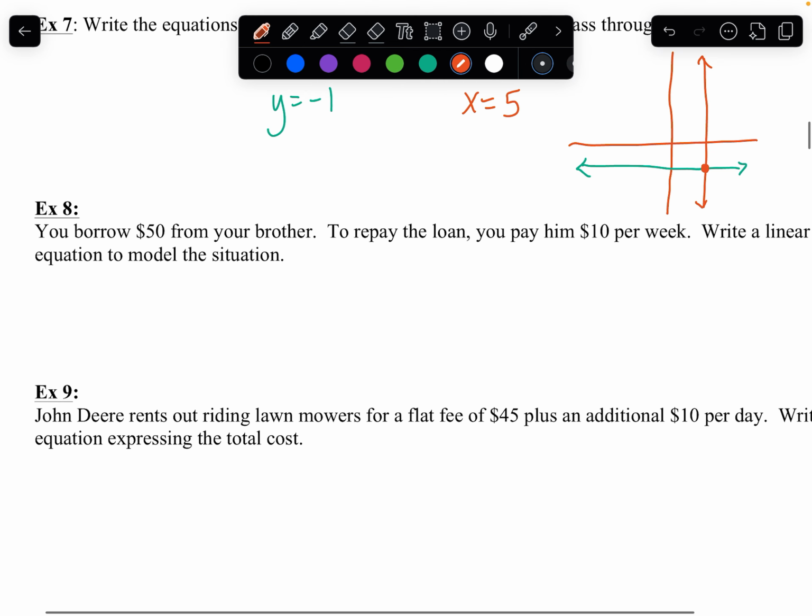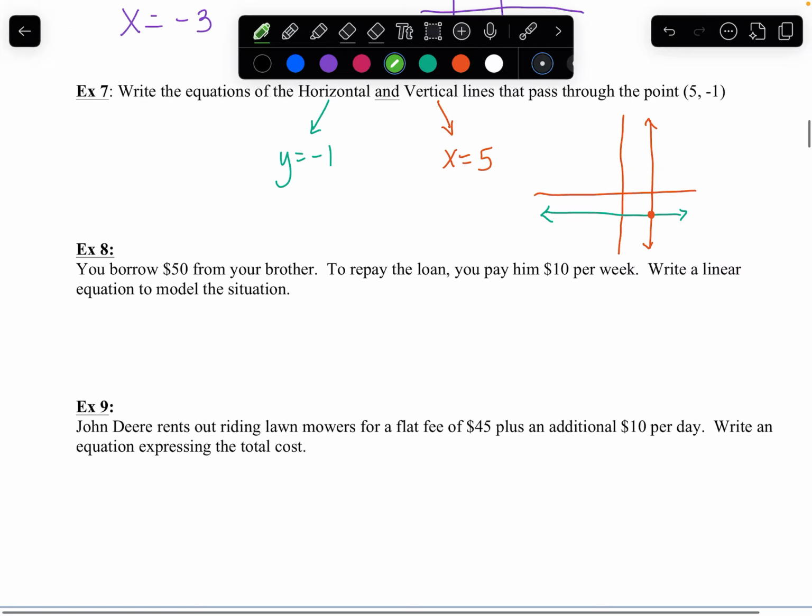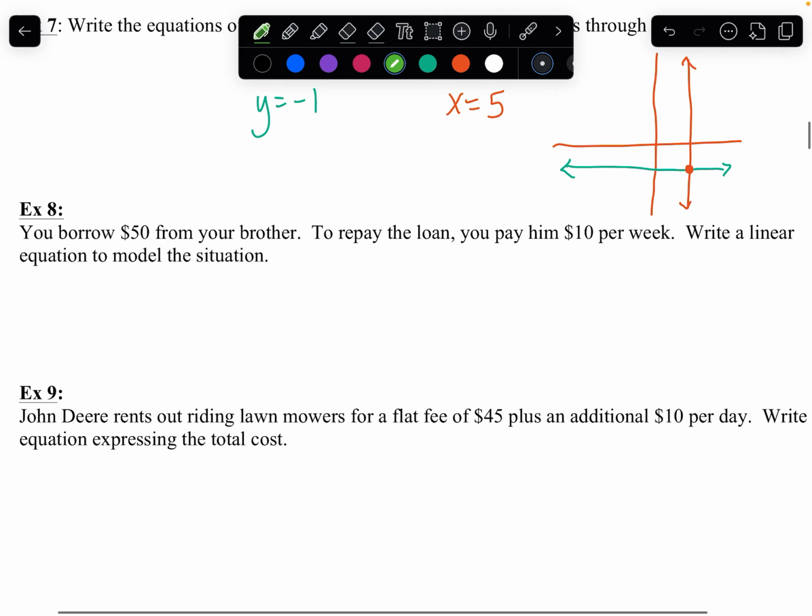Okay, now let's look at a word problem. So you borrow $50 from your brother. To repay the loan, you pay him $10 per week. Write a linear equation to model this situation. So we borrow $50 and we want to repay the loan, and so we're going to pay him $10 a week. So we're going to have y equals mx plus b.